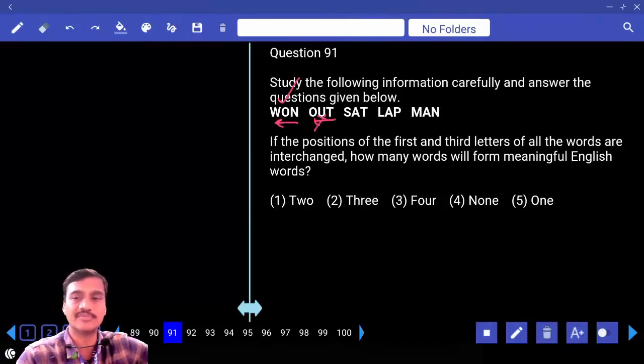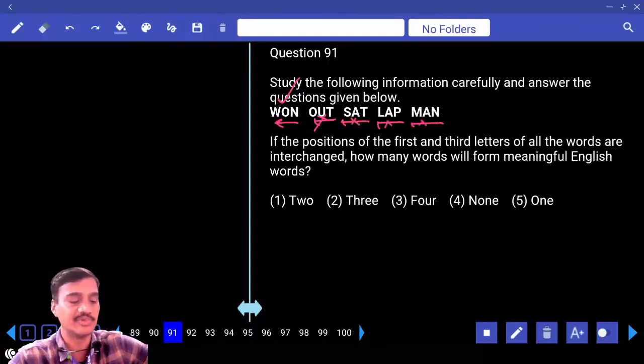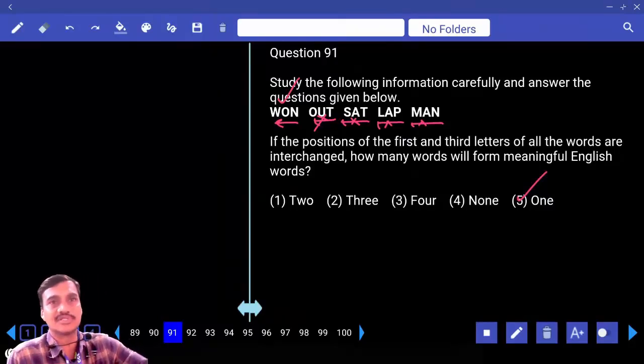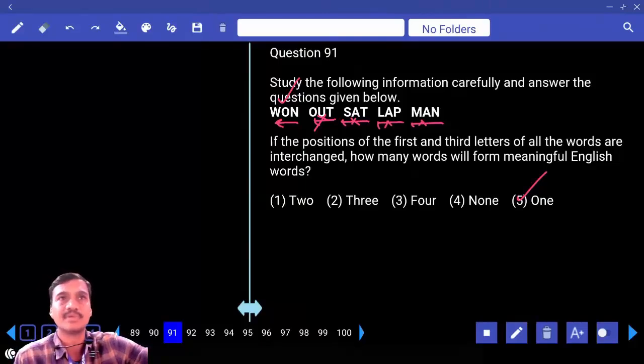And TUO is not a meaningful word. TAS and PAL are not meaningful words. NAM is not a meaningful word. And so how many meaningful words can be formed? One. And this one is given in choice 5. Only one meaningful word can be found by interchanging the first and the third letters in each of the given words. Now PAL is not a meaningful English word. In our regular usage, we use the word Paul. Bro, Paul, all this comes under one category. Done? And next one.